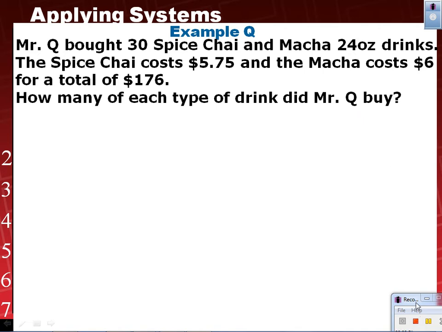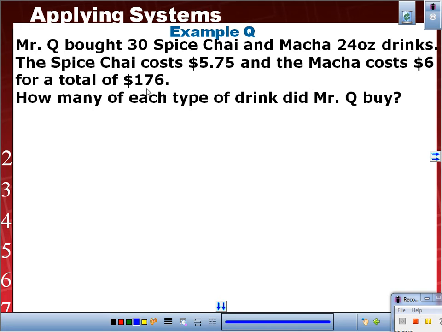Copy that. All right, here we go. So it says, Mr. Q bought 30 spice chai and matcha 24-ounce drinks. The spice chai costs $5.75 and the matcha costs $6 for a total of $176. How many of each type of drink did Mr. Q buy?